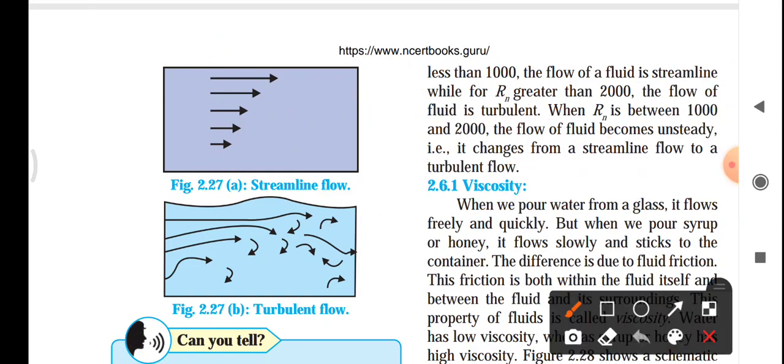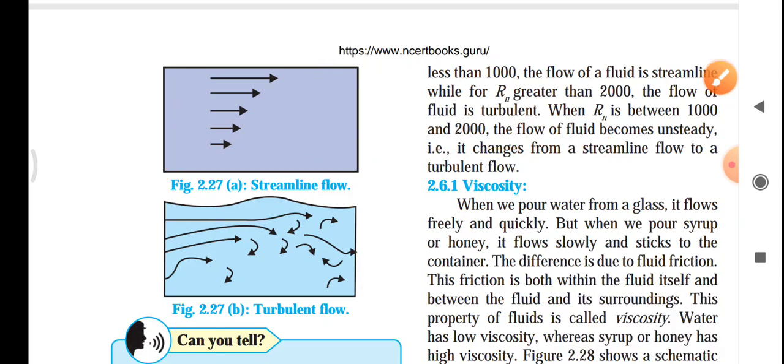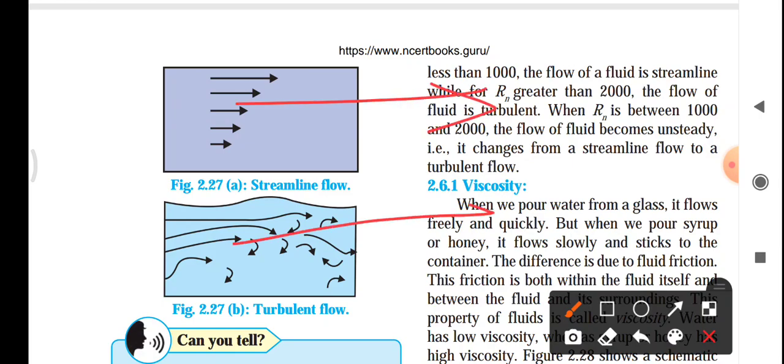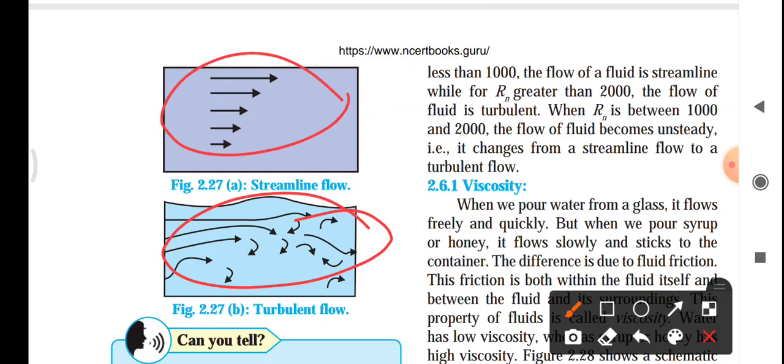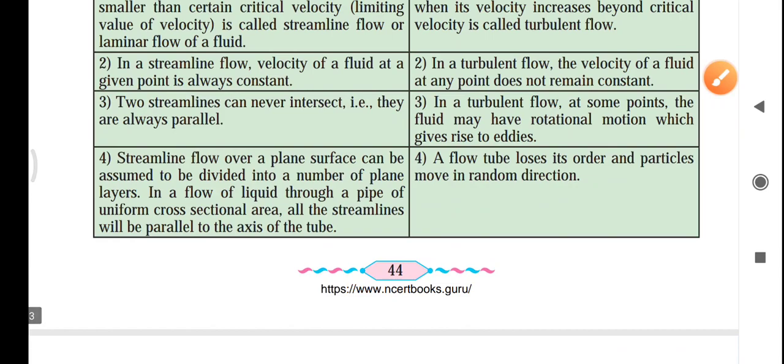X-axis and y-axis. Let me explain you. Let us consider this is x-axis and this is y-axis. Both are going to cross each other. If we have only two x-axes like this, they are parallel to each other, they will never cross each other. In a streamline flow, the lines won't cross each other. In the turbulent flow, lines will cross each other. Is it okay? Now let me explain you about the turbulent flow.